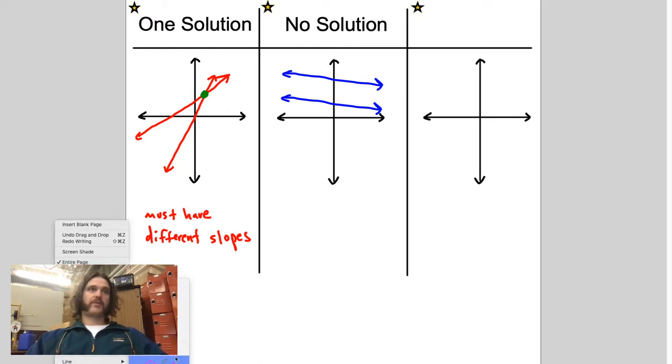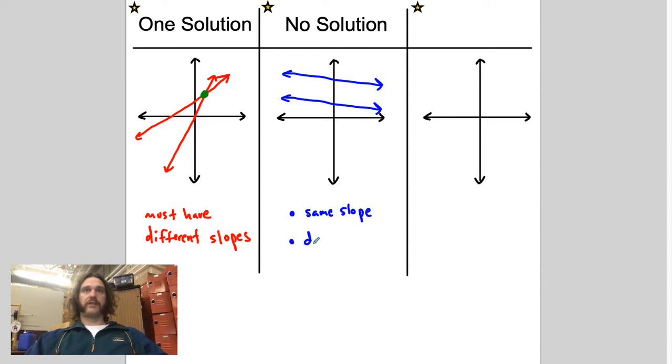So they have to have the same slope for this to happen, but it's also true that they must have different y-intercepts. If you're talking about this in the form y equals mx plus b, these two lines are going to have the same slope and different y-intercepts. So if you see that when you're looking at two equations, you say, oh, they both have slope 2, and they have different y-intercepts, I know that that's no solution. If they have different slopes, it's going to be one solution.